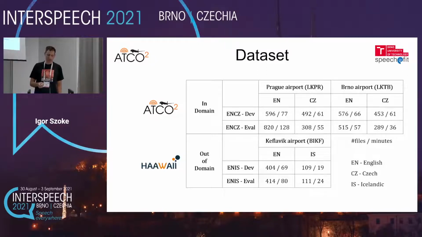First, the dataset we were testing on, we use two subsets. The first subset is based on the ATCO² recordings. It's a pair of English and Czech language data. And the second subset is called out of domain, and it's based on data recorded from Keflavik airport. It is an English and Icelandic pair.